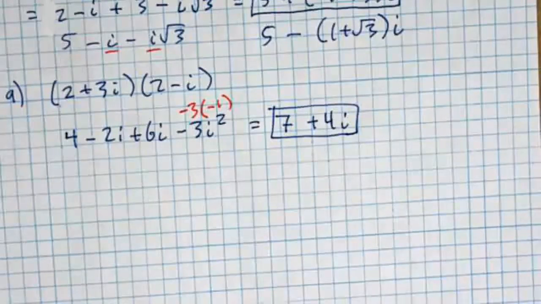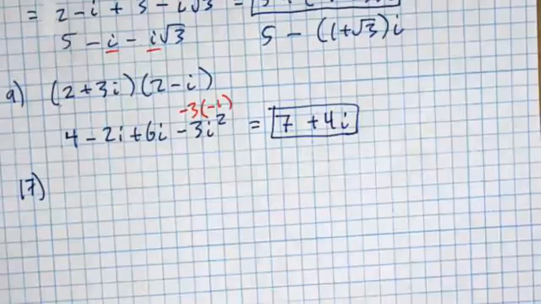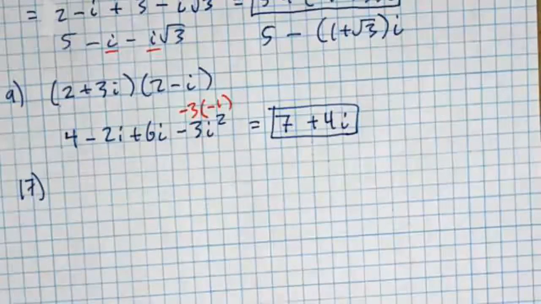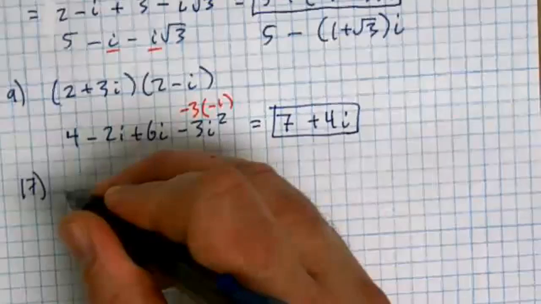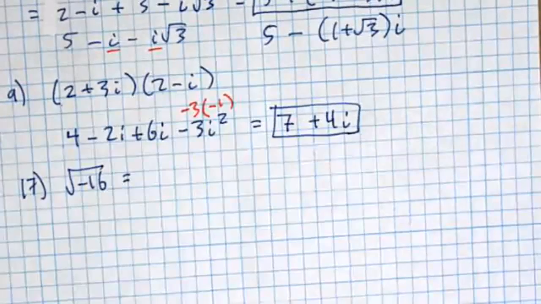I'm about to move on to 17. So you've got 17 through 20. You've got to do them all, but they're really quick.